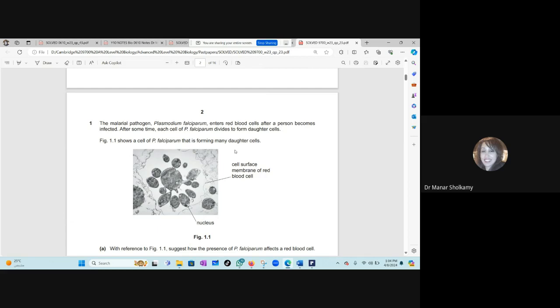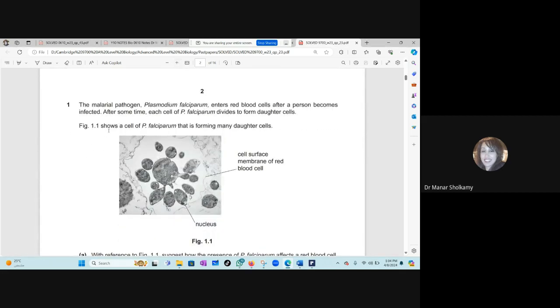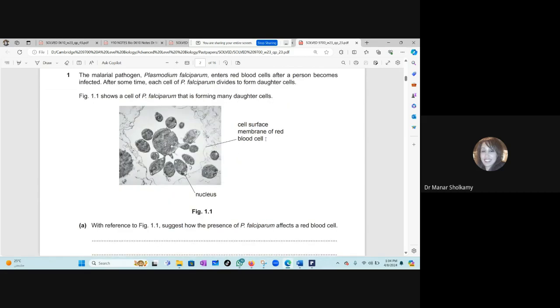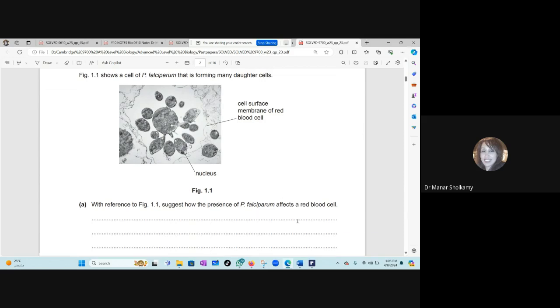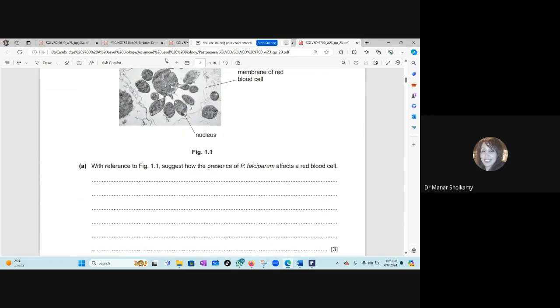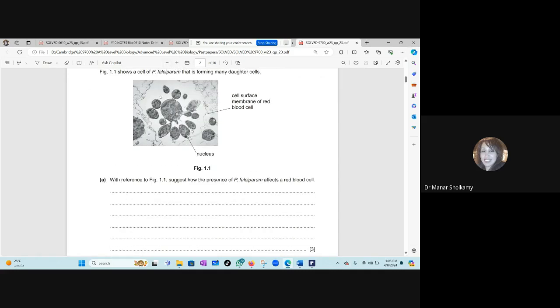The malarial pathogen Plasmodium falciparum enters red blood cells after a person becomes infected. After some time, each cell of the Plasmodium falciparum divides to form daughter cells. Figure 1.1 shows a cell of the P falciparum that is forming many daughter cells. Cell surface membrane of red blood cell. This should be a red blood cell. With reference to the figure, suggest how the presence of the P falciparum affects the red blood cell. 3 marks. So can you give me 3 changes that happened to the red blood cell?